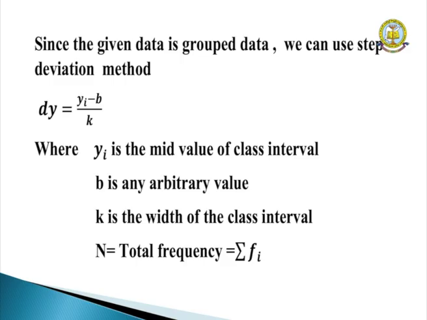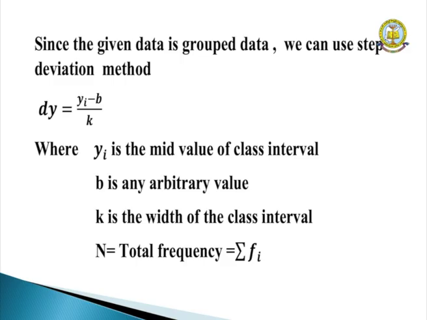So, how can we deviate the given data set? What is the formula for deviation? In that case we can use d y is equal to y i minus b by k. What y i stands for, what b stands for, what k stands for, I explained in detail here, where y i is the mid value of the class interval mentioned in your problem. Already I showed the table in the previous slide.